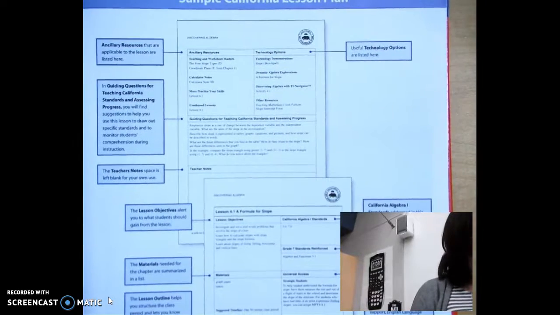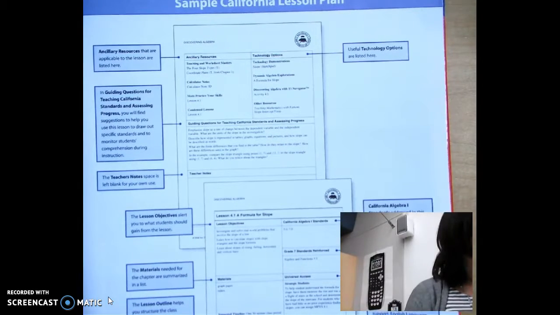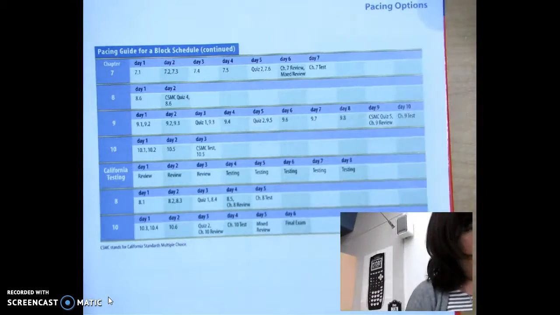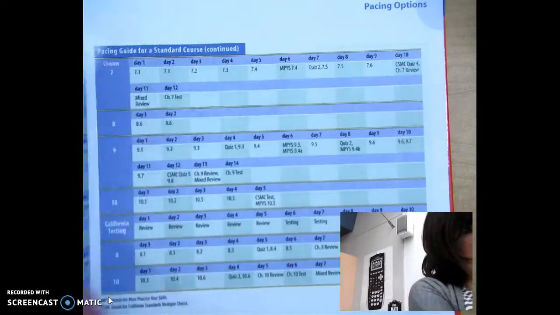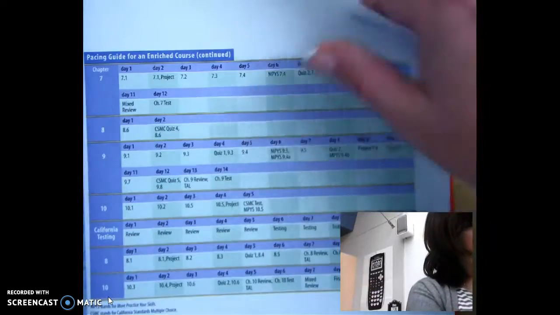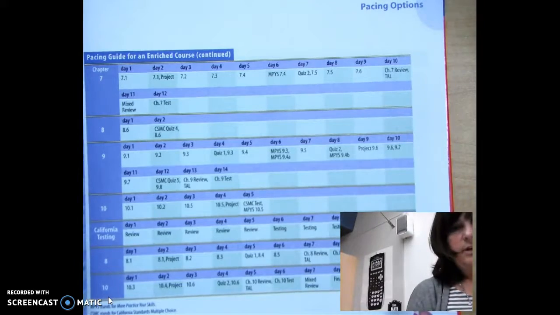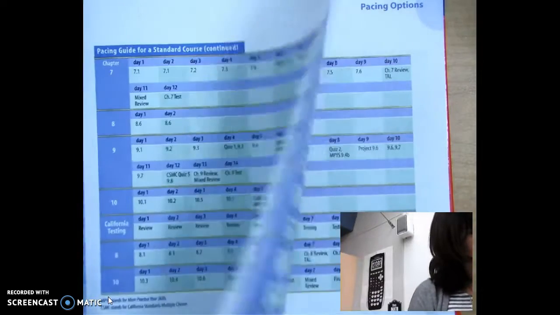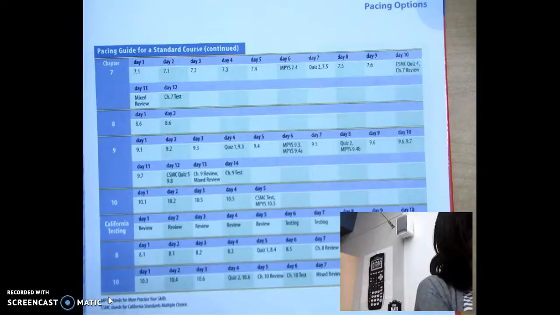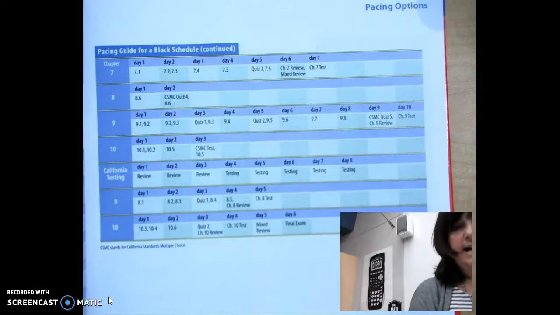They have a sample of a lesson plan, so kind of like maybe what we have when we do planning lessons and modules. They include a pacing calendar for teachers with different options. So let me slow down there. There's one for an enriched course, there's one for a standard course, and there's one for a block schedule.